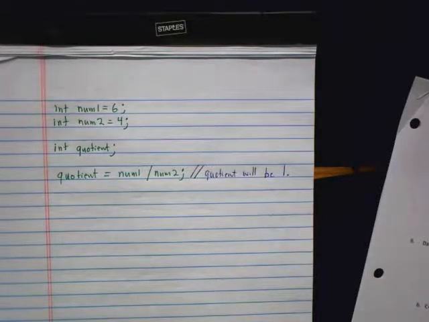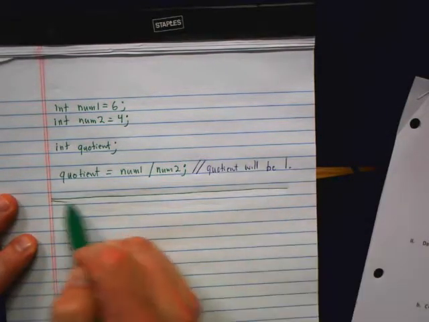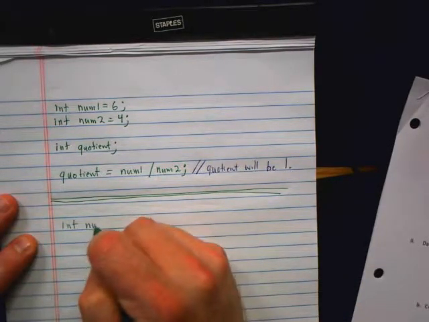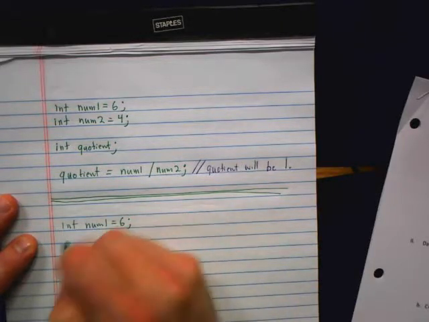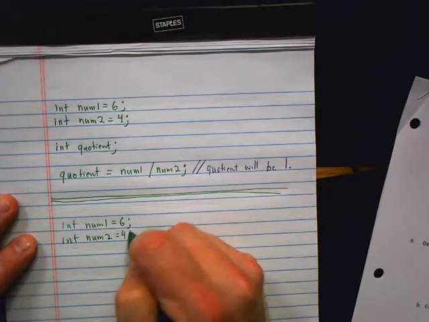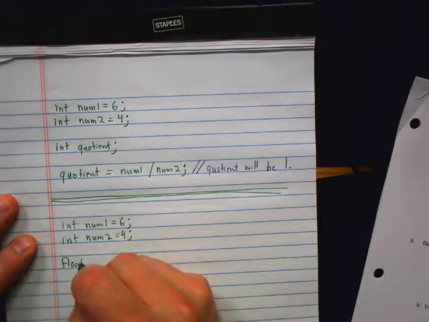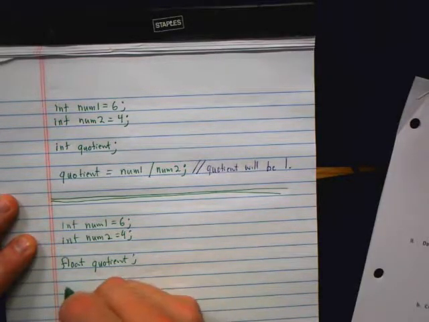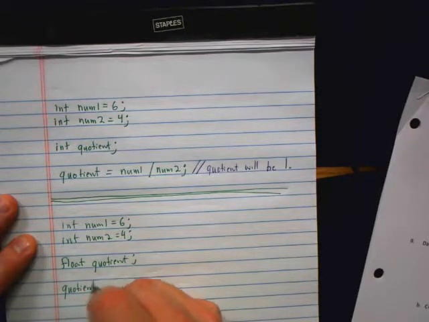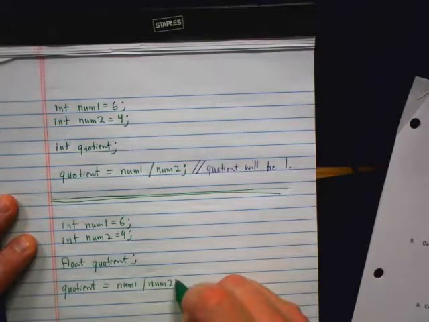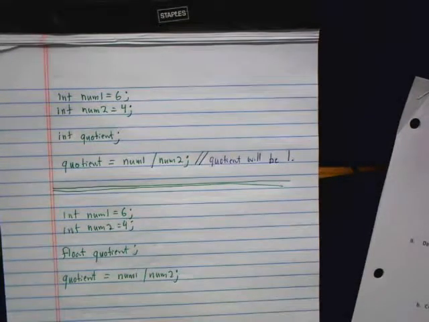All right, so his question is, what about a different program? What if I had int num1 equals 6, int num2 equals 4, float quotient. And then quotient equals num1 divided by num2.